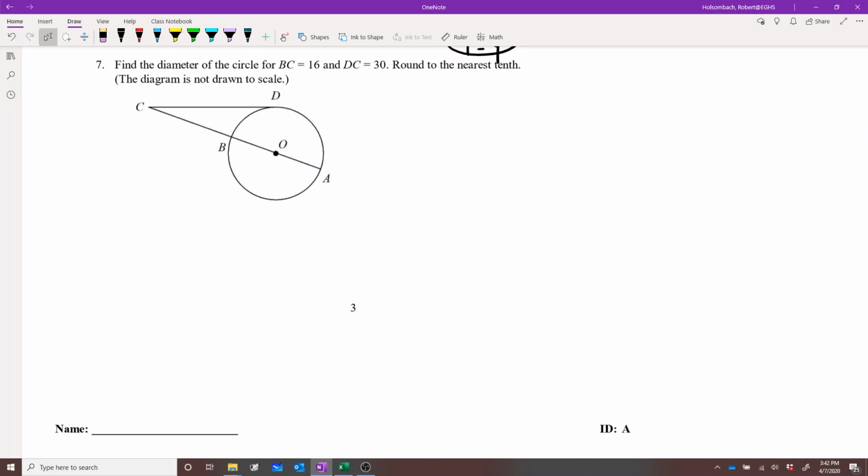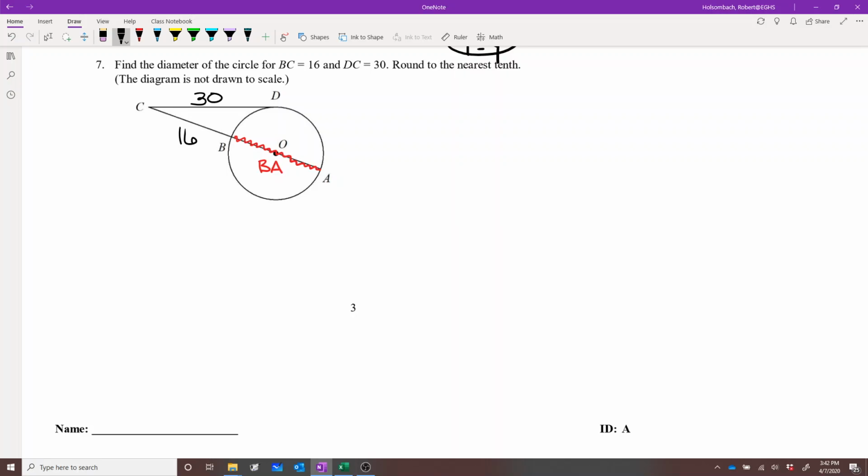Alright, number 7 is a straightforward tangent secant problem. Find the diameter of the circle. B to C is 16. D to C is 30. Round to the nearest tenth. We need the diameter, so we need this portion of the circle. We are going to call that portion of the circle BA.